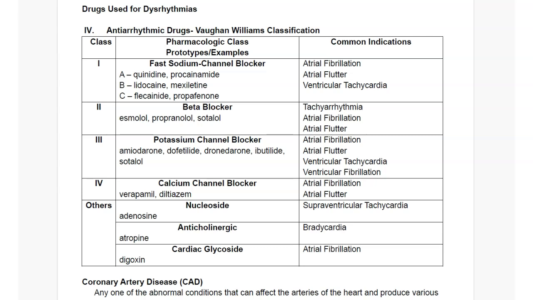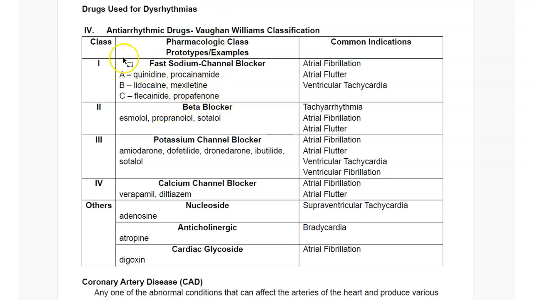First, let's look at the classification of antidysrhythmic drugs. This is the Vaughan-Williams classification. They are class 1, class 2, class 3, class 4, and then we have our miscellaneous or others. For your class 1 antidysrhythmics, you have the fast sodium channel blockers. This is your pharmacological class, and these are your prototypes. For class 1A, you have quinidine and procainamide. For class 1B, you have lidocaine and mexiletine. And for class 1C, you have flecainide and propafenone.